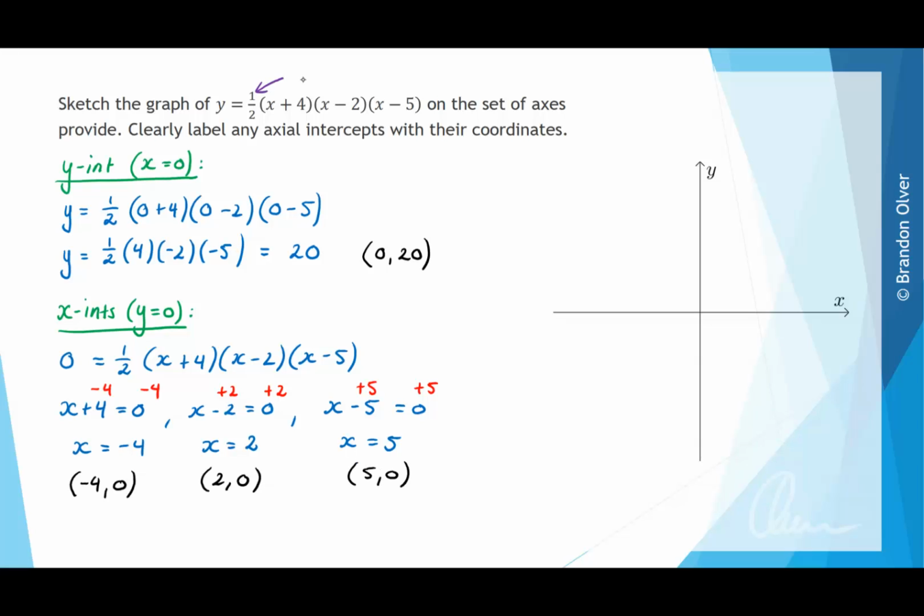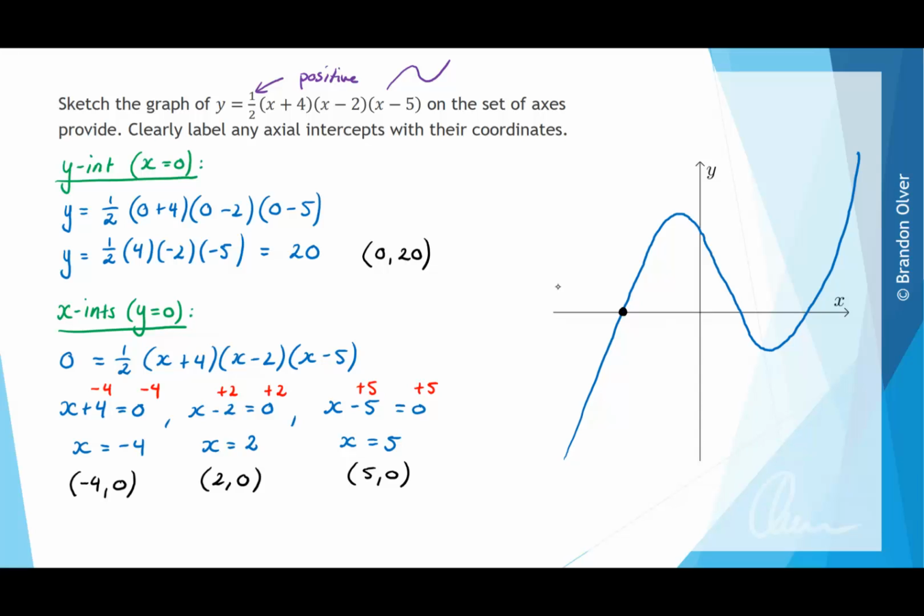Inspecting our rule, we can see that it's going to be a positive cubic graph because there's no negative symbol in front of what will become the x to the power of 3 term. So that means it's going to have a shape something like this. So on our graph, we need to draw it so that we have x equals negative 4, a turning point, y equals negative 20, x equals 2, and x equals 5. So that is the shape of this graph.